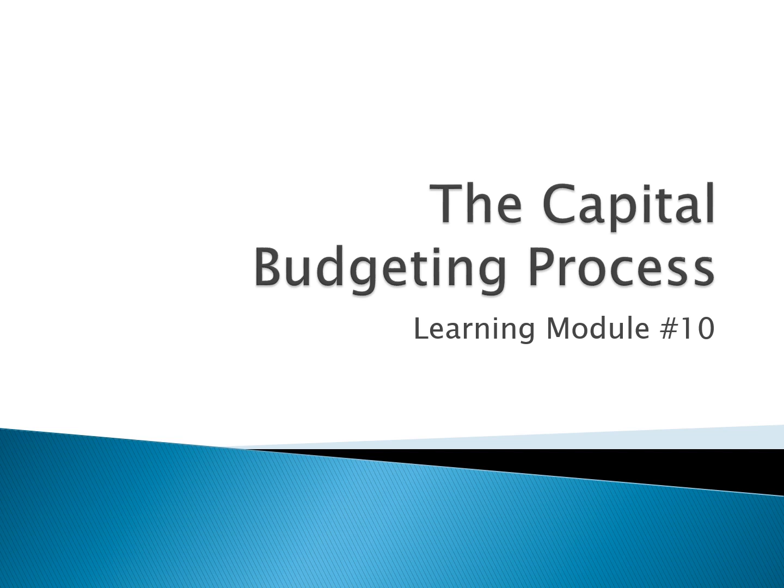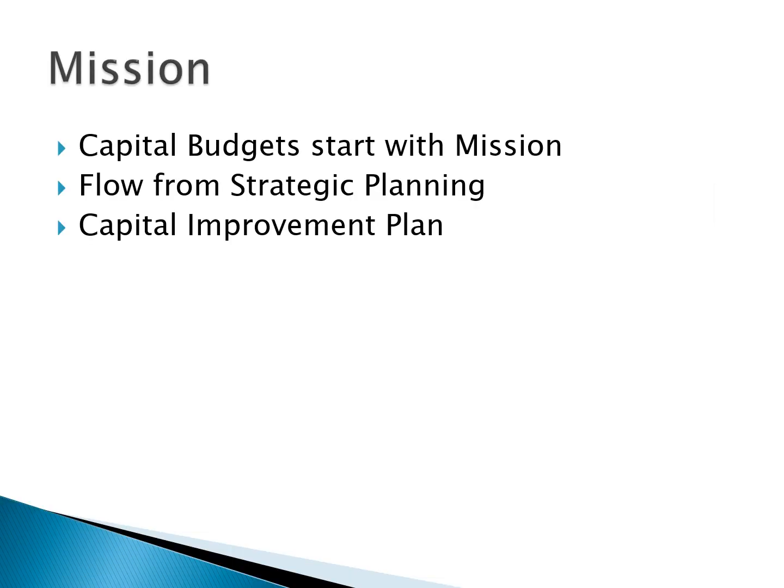Okay, so in this part of Learning Module 10, we're going to take a look specifically at the capital budgeting process. So as we've said so many times, budgeting, especially capital budgeting, goes back to mission. You've got to understand what you're trying to do as an organization, how you're doing it, what your goals and objectives are, and hopefully that comes from having a very good strategic plan that you operationalize, that you're working towards, because going through the strategic planning process is also going to help you identify some of those longer term goals that are then going to feed into the capital budget.